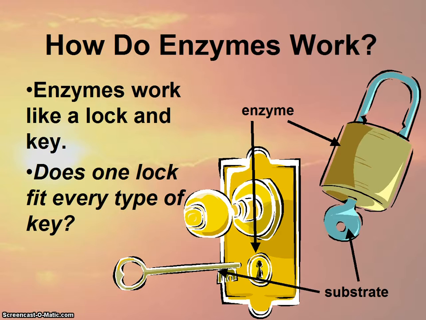And here's how enzymes work. Kind of like a lock and key. We know that there's only one particular key that fits one particular lock. So one enzyme is going to work for one particular process. You can't really have two enzymes or multiple enzymes for the same process, and you can't have one enzyme unlock a lot of different processes. You're going to have one key for one lock.